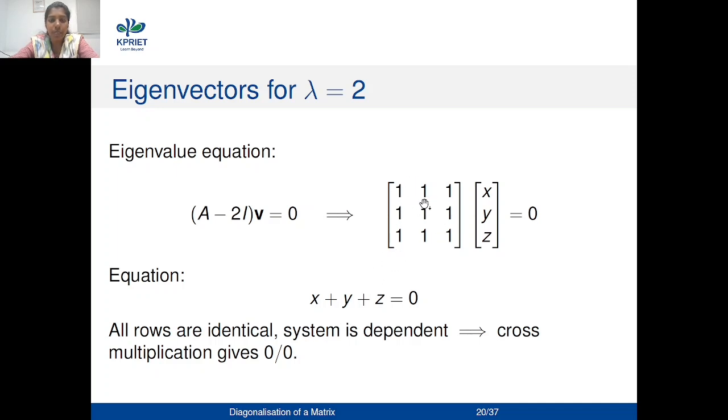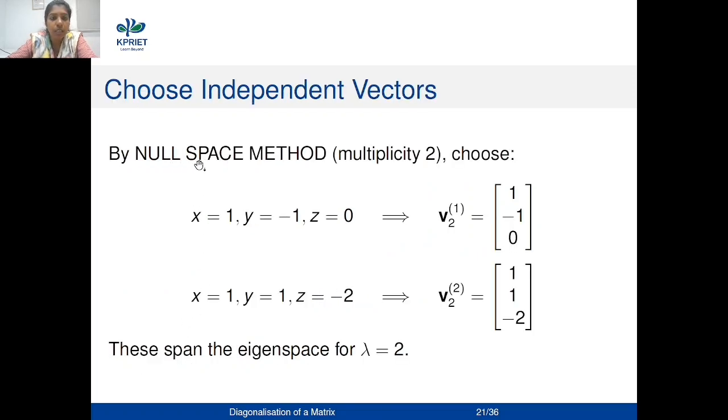So obviously here the rows are not independent. So here I have to consider only one equation. Since the rows of this matrix are linearly dependent, the eigenvectors are found using the null space method, because the cross multiplication method will not work for this matrix. So considering this null space method, we found two eigenvectors.